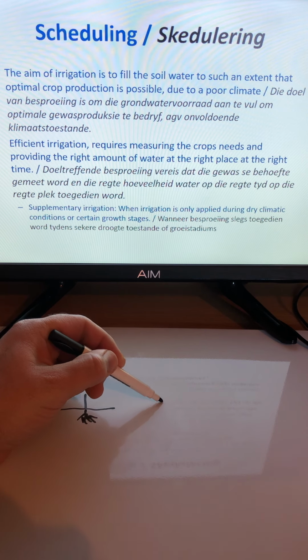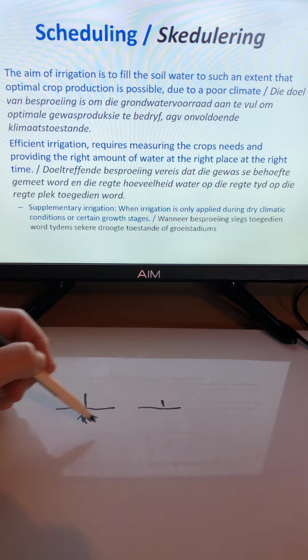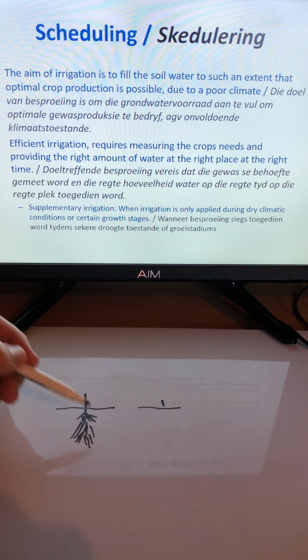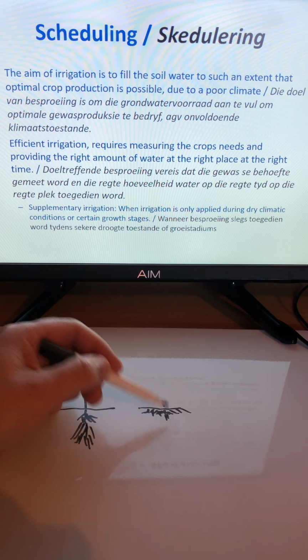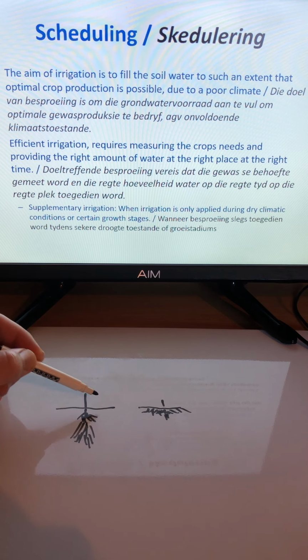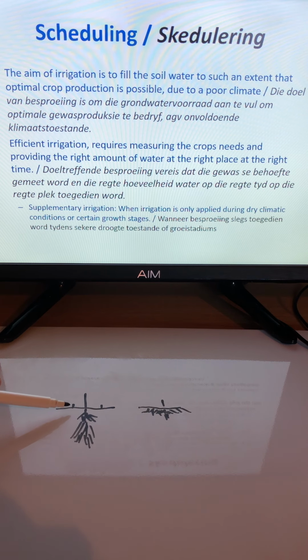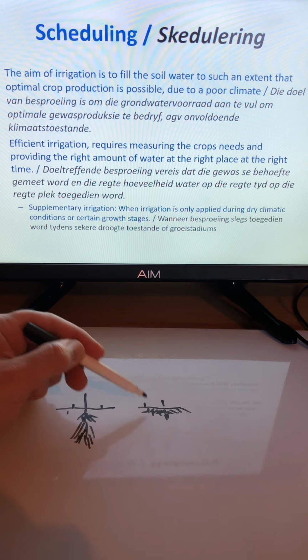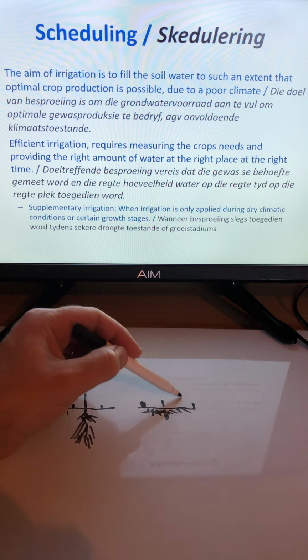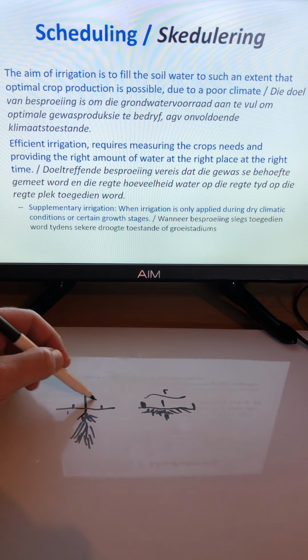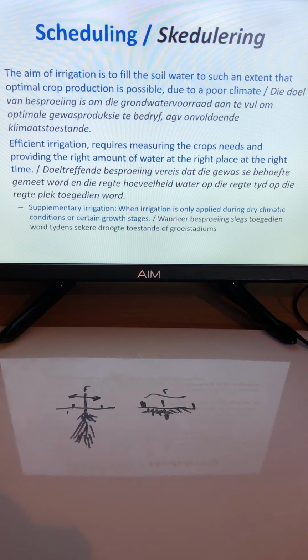So if you've got two different kinds of crops, maybe you've got one like this, and this one has a very deep root system, whereas this one has a lot of shallow secondary roots at the top, but it's not that deep. This one will have a longer cycle, so you'll allow the water to filter deeper into the soil, but the area that you need is a lot smaller, whereas this one, you'll apply your irrigation at a wider area. So this area is a lot bigger than this one, but shorter cycles.